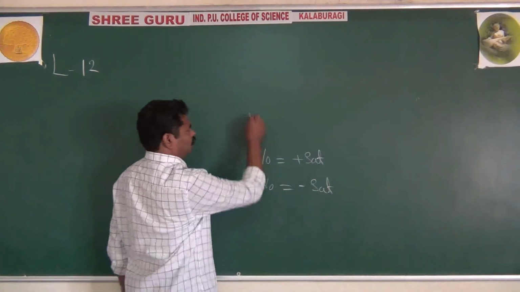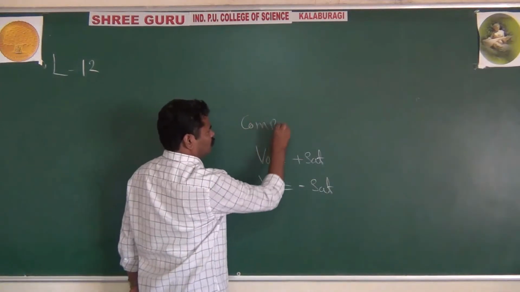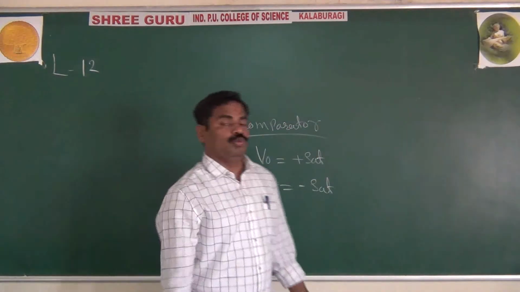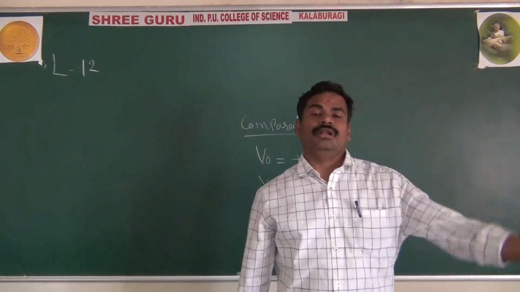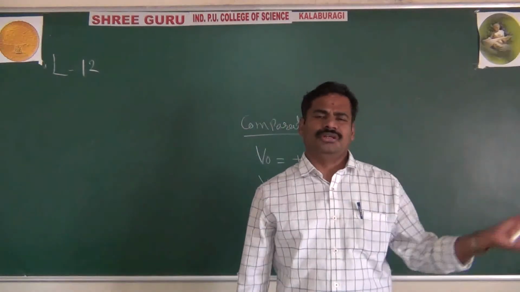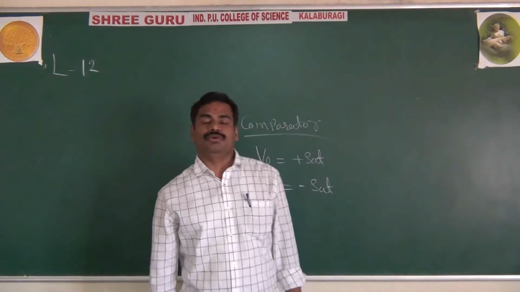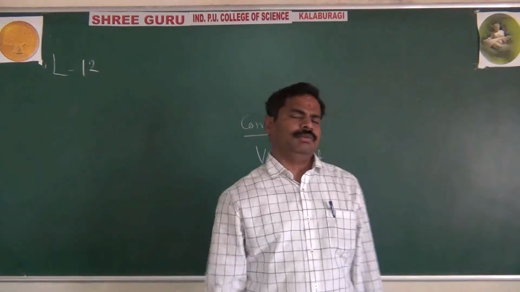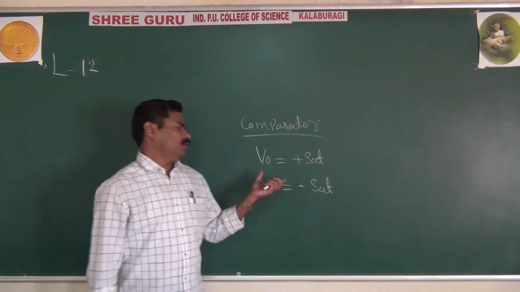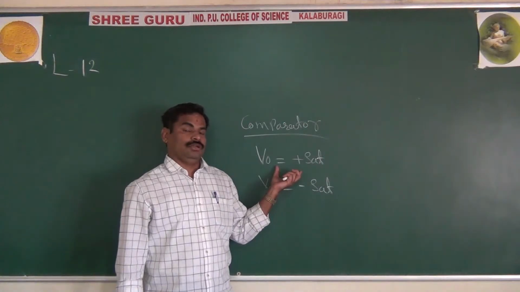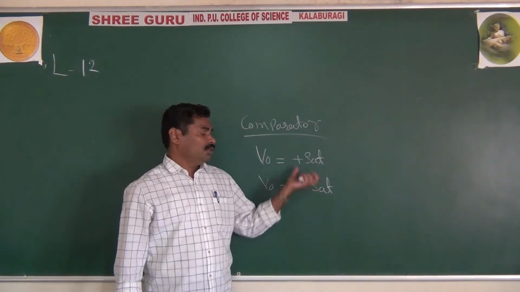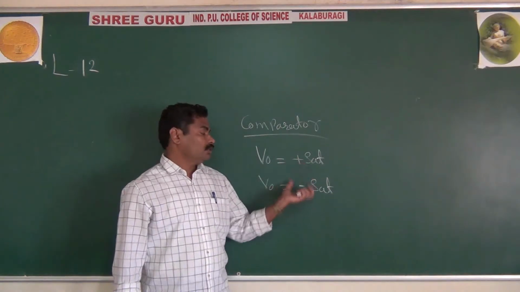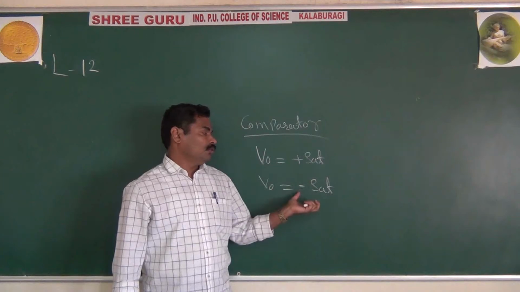It means your comparator has only two outputs. The output may be positive saturation or negative saturation, depending upon the input voltages, which one is greater, V1 or V2. That depends on what output voltage you get. That's why I said the comparator gives a digital output, because in digital I have two conditions, and here also I have two conditions: 1 or 0.